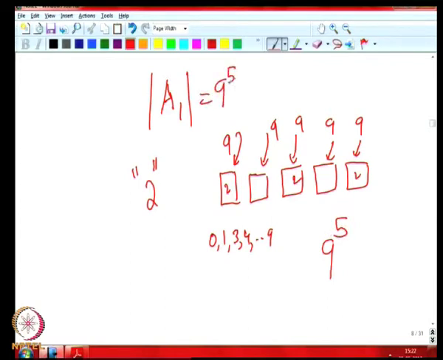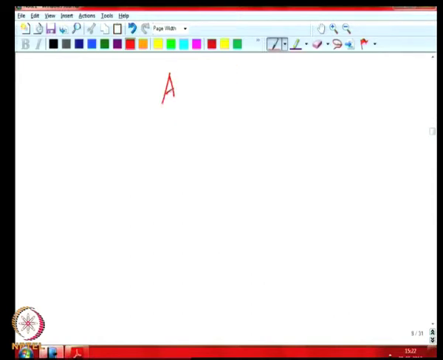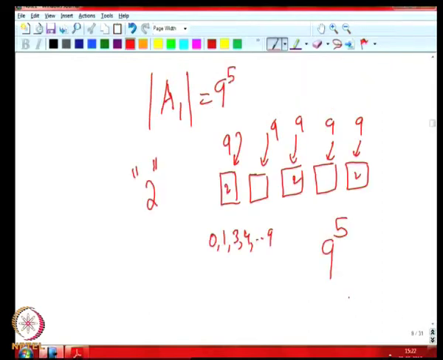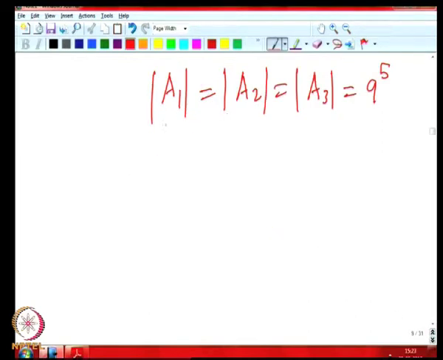The same technique will tell us that the cardinality of A1 is equal to the cardinality of A2 is equal to the cardinality of A3 is equal to 9 raised to 5, because it does not matter whether 2 is not allowed or 3 is not allowed or 8 is not allowed. The gist of this argument is that one of the digits is not allowed. Therefore, whether we are not allowing 2, or 3, or 8 among the digits, the total number is always 9 raised to 5. Here is one example where all the Ais have equal cardinality.